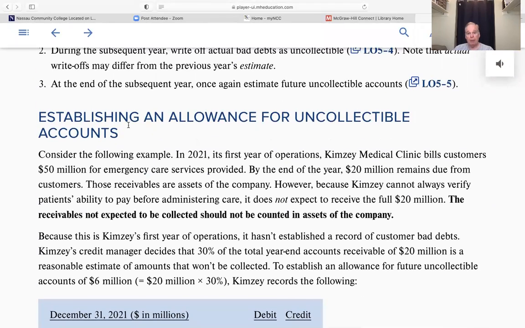So how do we establish an allowance account? We have to estimate what we don't think we're going to get. No names, no specific people. We're just looking at the big picture, right? So if we look at this example, if you read the example here in the book, this is a medical clinic. And at the end of the year, their patients, customers, owed $20 million.